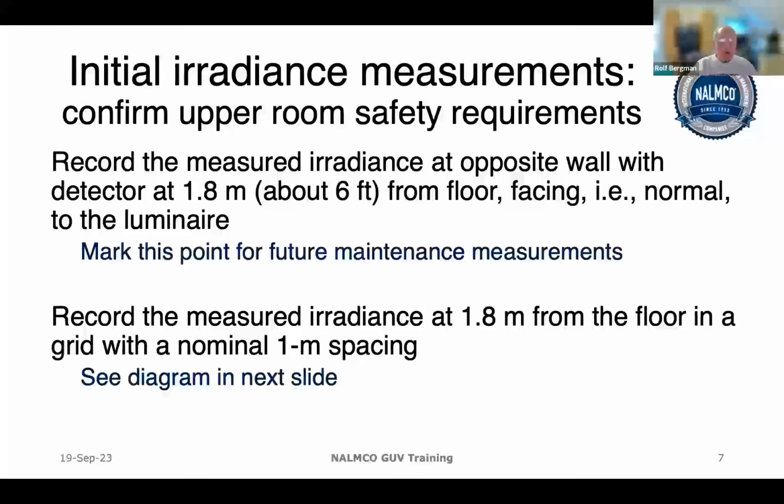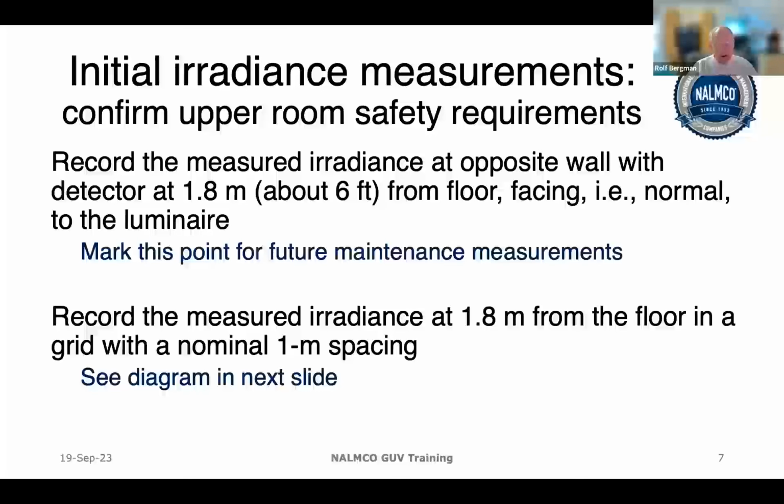Second set of measurements involves safety measurements. And to begin with, on the opposite wall, probably right below where you made the measurements of the highest irradiance, at 6 feet from the floor, you want to mark that for future maintenance measurements as well. This point needs to have a value of irradiance that is below that required for the safety measurements. We'll go over that in a bit.